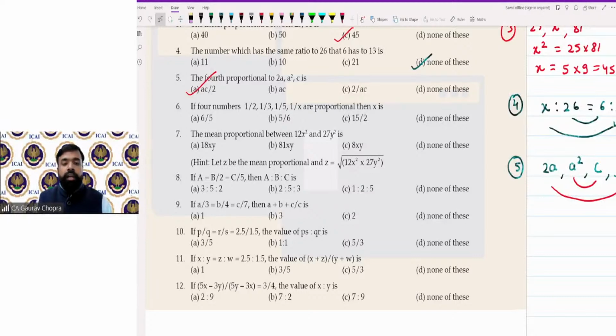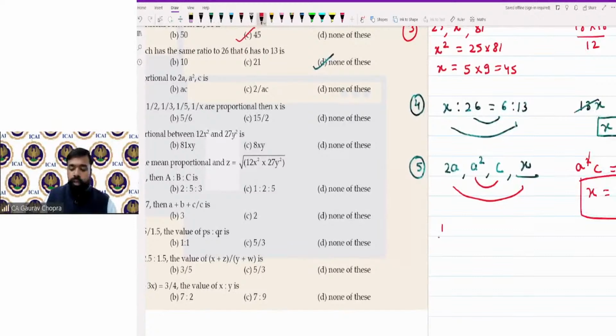Four numbers are given in proportion: 1 by 2, 1 by 3, 1 by 5, and 1 by X. You have to compute the value of X. Gautam Verma has given the answer, option number A. Saloni has also given option A. Okay, so let's check whether this is correct or not. So 1 by 2, 1 by 3, 1 by 5, and 1 by X.